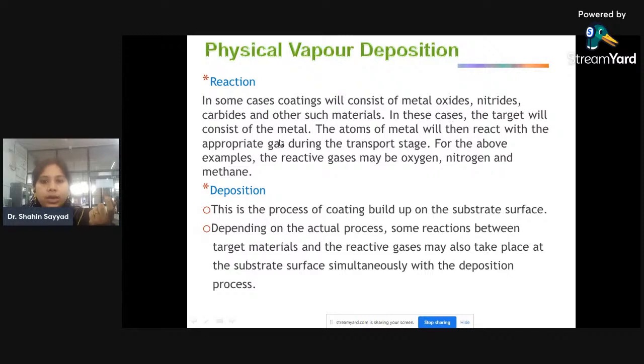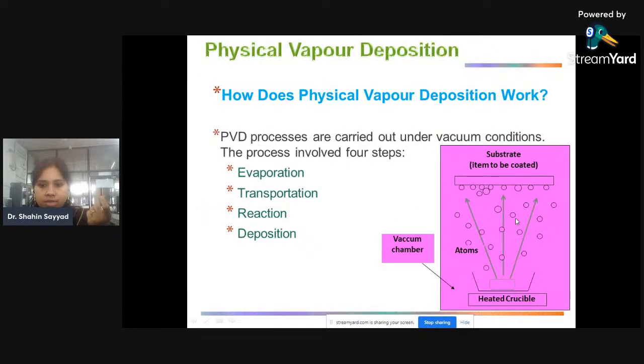So in that case, a reaction process will be carried out by applying an appropriate gas during the transportation. So जब ये यहाँ से transport हो रहे, we are inserting some gases: suppose oxide form करना है तो oxygen gas, nitride form करना है तो nitrogen, or methane gas for the carbide. Agar carbide form करना है तो methane gas. So हम यहाँ पे क्या करेंगे, इस gas को insert करेंगे, and because of that insertion these vaporized atoms react with that gas and form a metal oxide, and then that metal oxide is transported to the substrate.